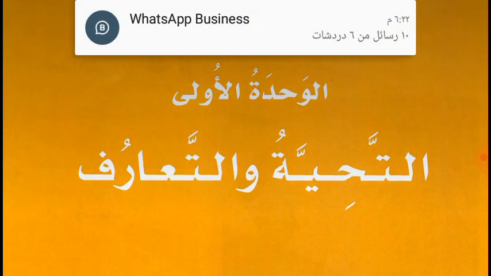Al-Wahdatul Ula. Repeat after me. Al-Wahdatul Ula. Al-Wahda means unit. Al-Ula means first. So Al-Wahdatul Ula means first unit. So this is the first unit of this book.